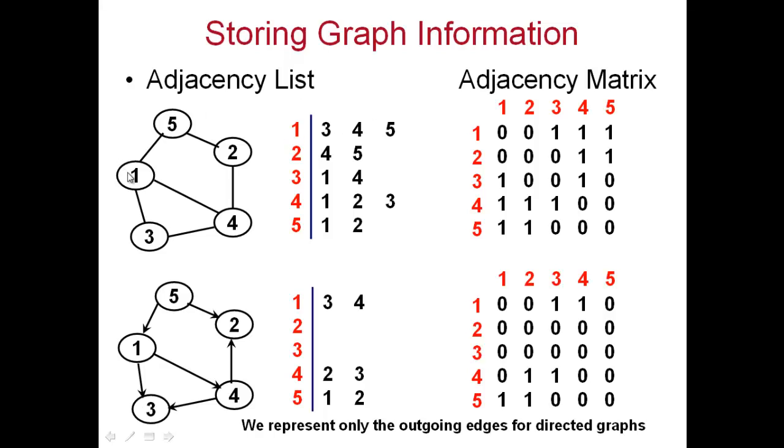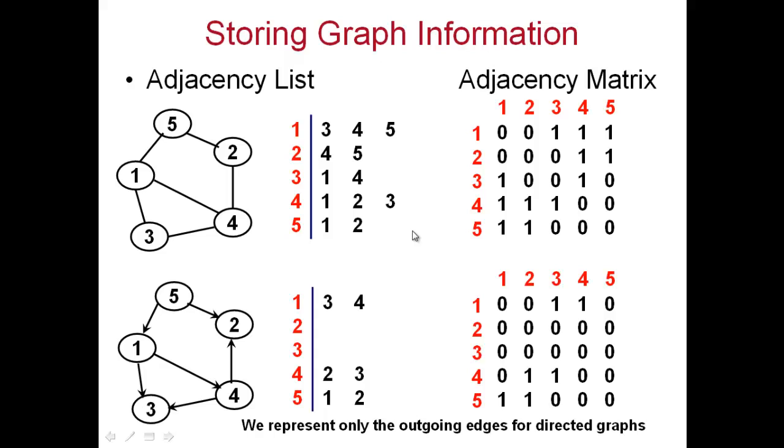For node 1, of course, we can maintain an order. We'll maintain the neighbors in increasing order of their IDs. So 3, 4 and 5 are the neighbors for node 1. For node 2, 4 and 5 are the neighbors. For node 3, 1 and 4 are the neighbors. For node 4, 1, 2, 3 are the neighbors, and so on.